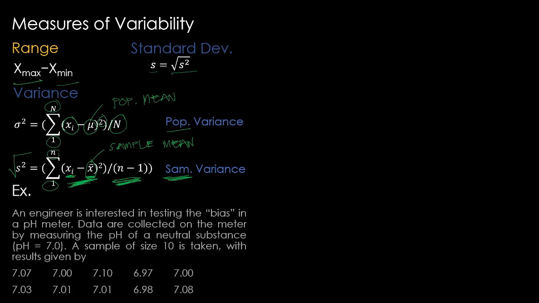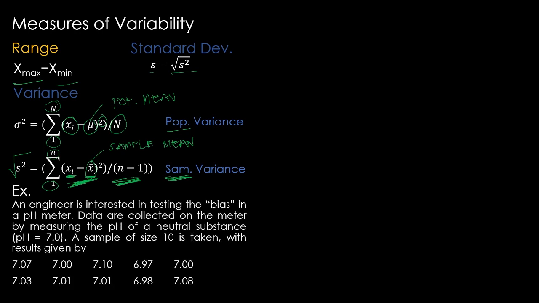So for example, we have this problem right here. An engineer is interested in testing the bias in a pH meter. Okay, data are collected on the meter by measuring the pH of a neutral substance, which is 7.0. The sample size is 10, with the results given by the values below.